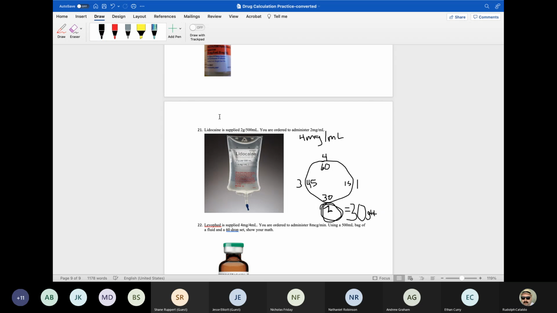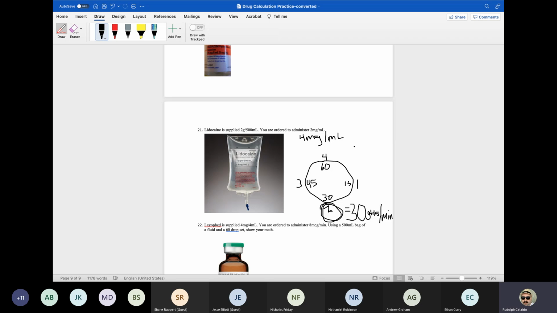Okay, who did I lose on that? You lost me. And me. Okay, at what point did I lose you? The 60, the 30, the 15, and the 45. Okay, let's talk through it. So 4 milligrams equals 1 ml, right? It even says it on that bag. So for every 1 ml of fluid equals 4 milligrams of medication.